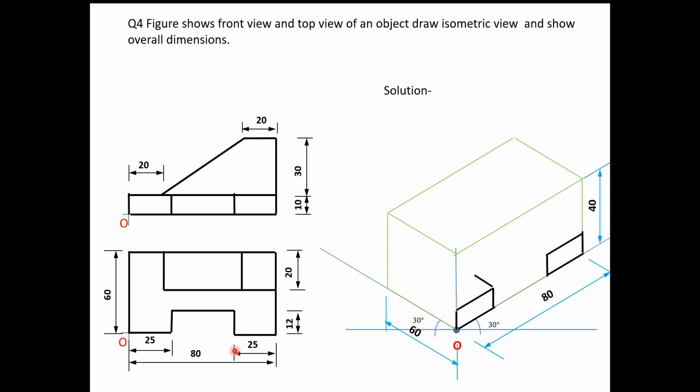Next, what is this? This is 12. You can see in top view this length is 12. So this is up to this, and this is also 12. Again this edge is also visible. Okay, then join this, complete this. So this is up to this completed. Next, this edge is also visible, so complete this edge. You can see in top view these edges are visible. So you complete this edge.